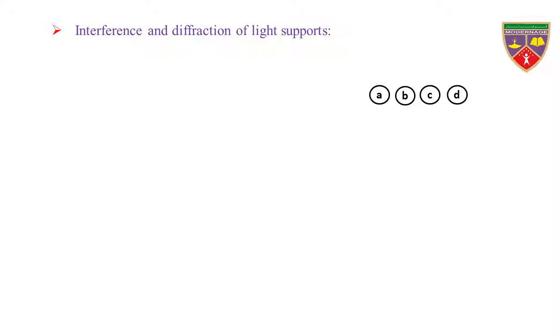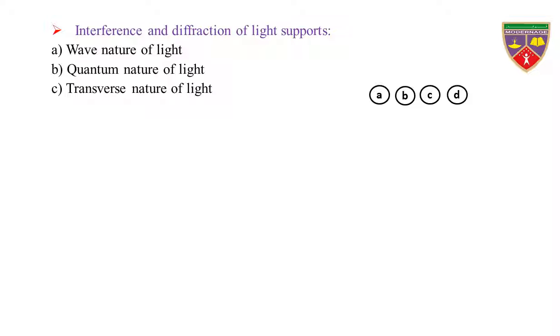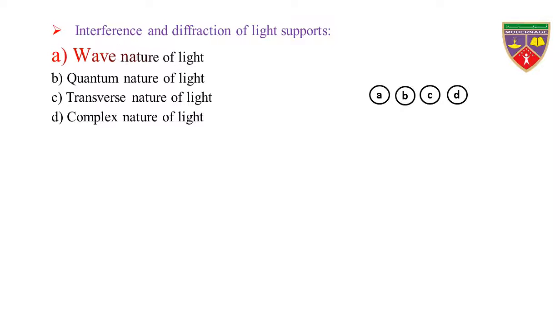Interference and diffraction of light support option A, wave nature of light; option B, quantum nature of light; option C, transverse nature of light; option D, complex nature of light. The key is wave nature of light. Therefore, the correct option is A.